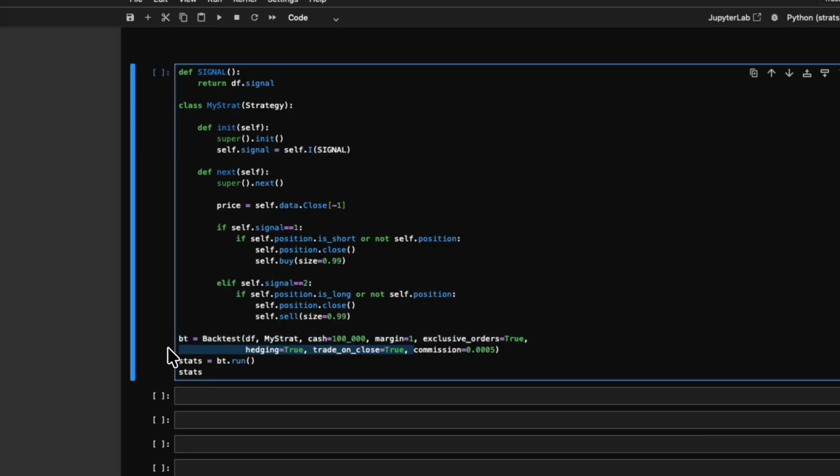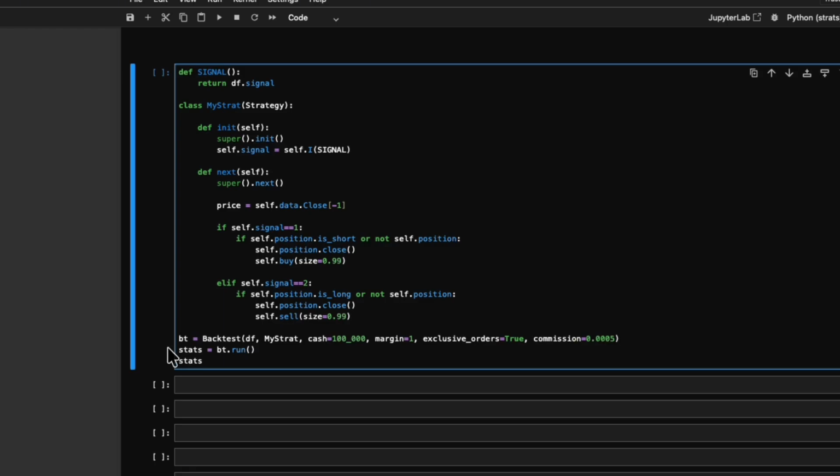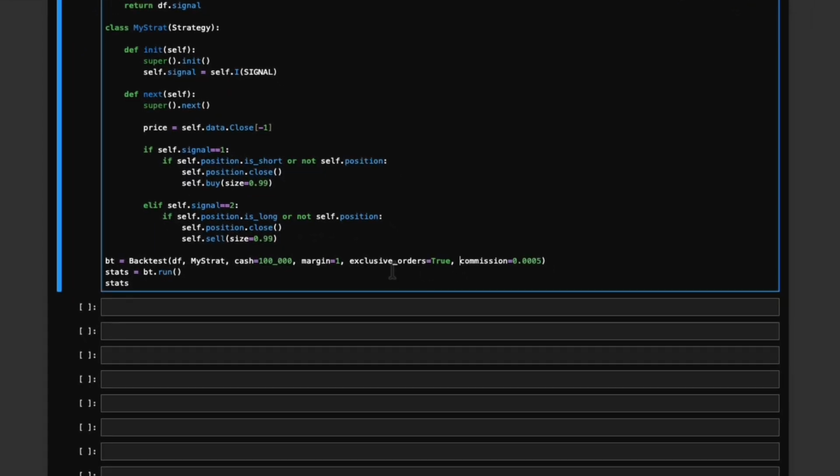And we're never going to hedge because exclusive orders is true, meaning we can only have one position open at any one time. We are going to pay a fee equivalent to 0.05% of whatever amount is invested into the trade. And we do that when we open the long and then close the long. So it's a 0.1% total. So on 100 grand, it's quite a lot in fees. Margin at 1 just means no leverage is used in the strategy. And we're going to start with a cash value of 100 grand.